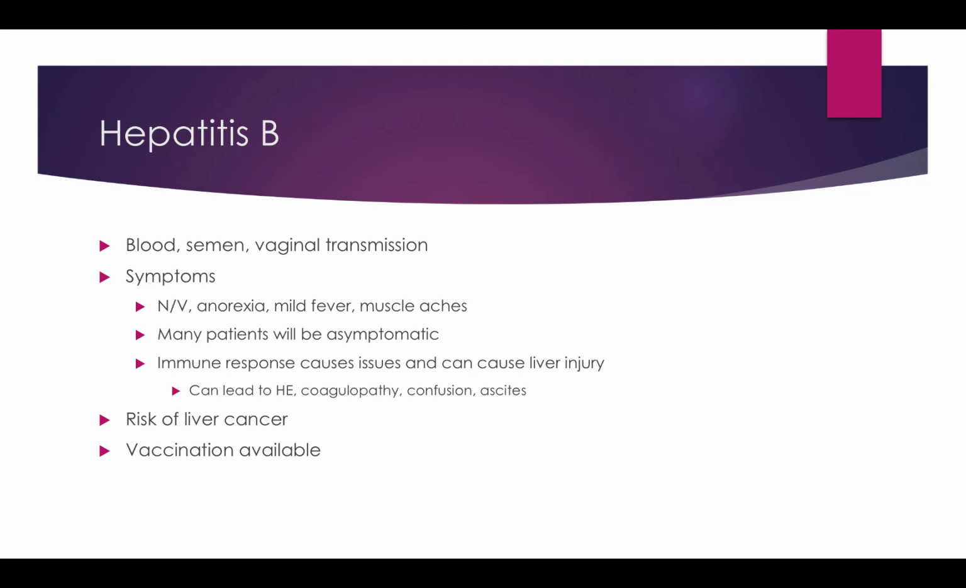The problem that results from hepatitis B infection is that the immune system attempts to attack it, to solve that problem, and in doing so it attacks the liver along with the virus, and it can cause liver injury, liver damage through that route. Certainly, if the damage is substantial enough, it can lead to hepatic encephalopathy, coagulopathy, confusion, ascites.